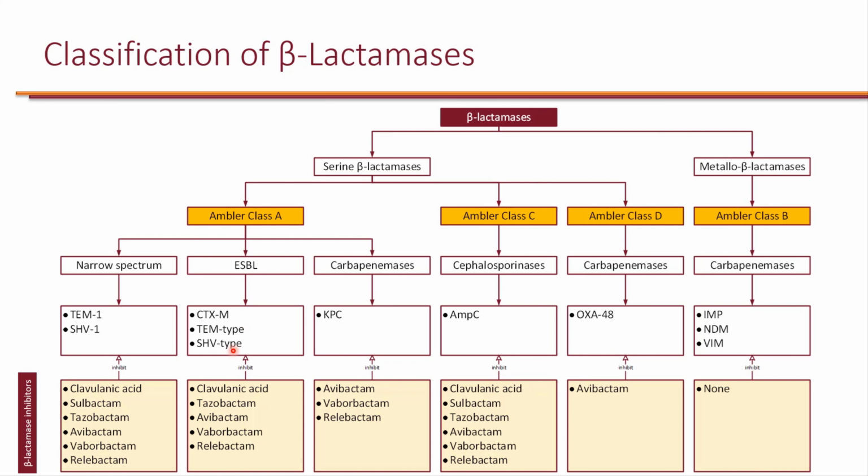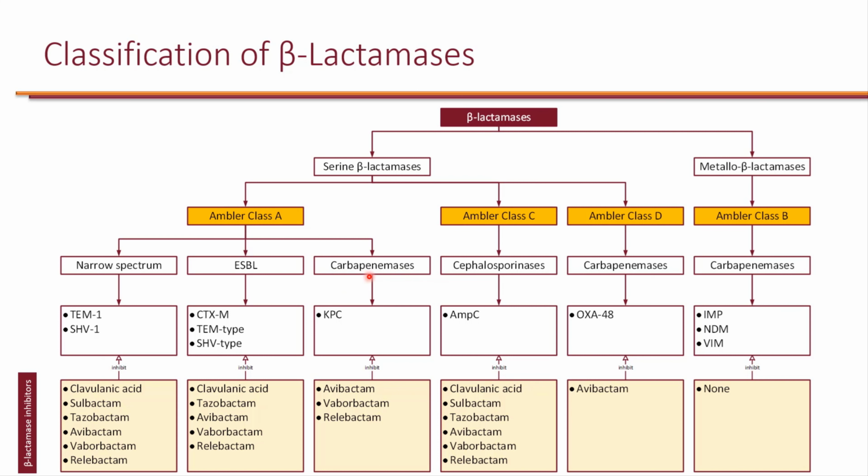There are many different ones of these, and these are extended spectrum because they can break down third generation cephalosporins as well as monobactams. Now these are pretty much inhibited by most of the beta-lactamase inhibitors on the market except metallo-beta-lactamases. Now the worst type of AMR class A are the carbapenemases, including KPCs, one of the most common ones, and there are a select few beta-lactamase inhibitors that can block KPC. Now, just because these are called carbapenemases doesn't mean that they cannot break down penicillins or cephalosporins.